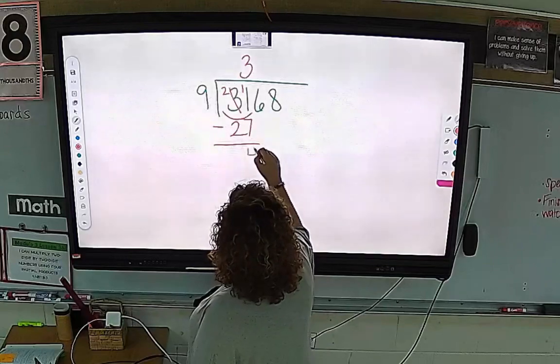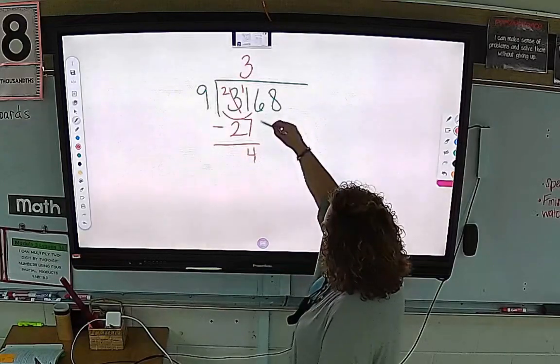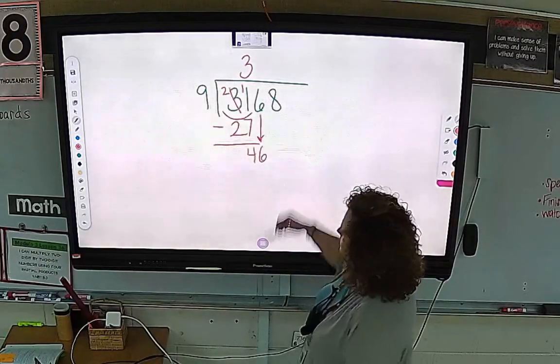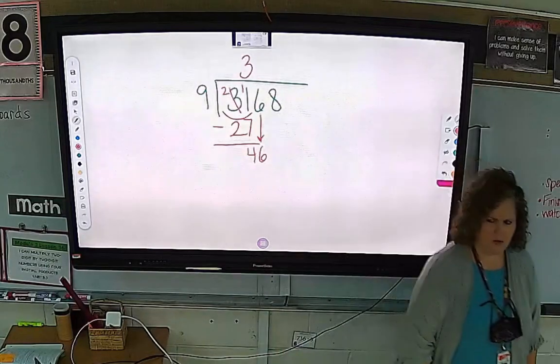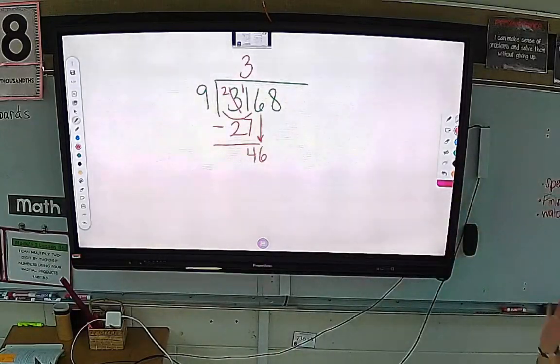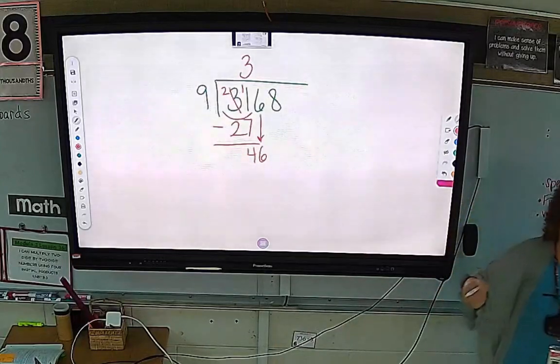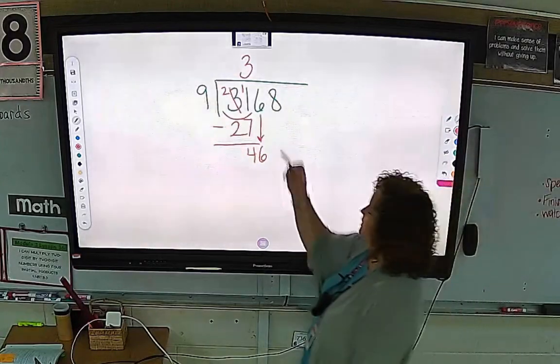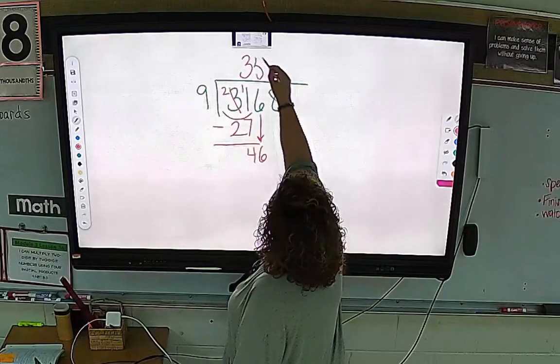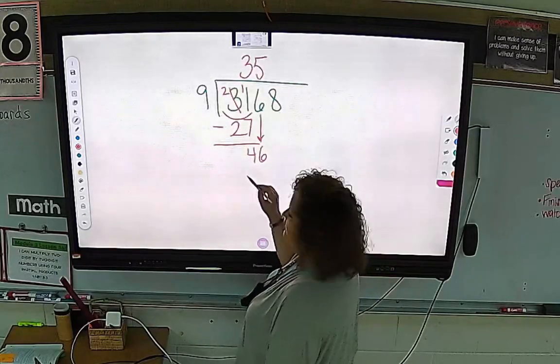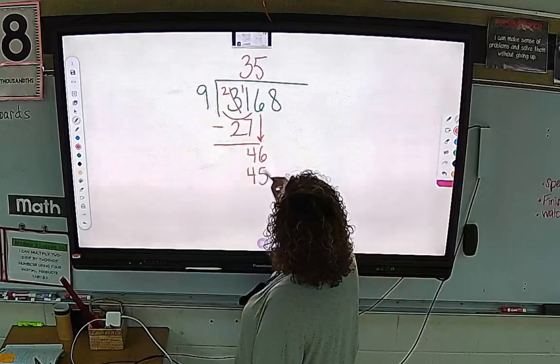11 take away 7 is 4. Bring down the 6. Okay, no fact family there, but I know one of my 9s gets really close to that. What 9 gets really close? Yeah. 5. 9 times 5 is what? 55. Not 55, but 45. 45. Okay.